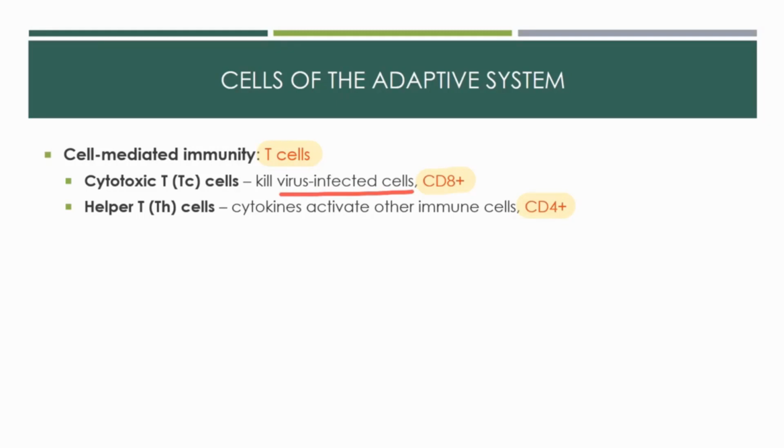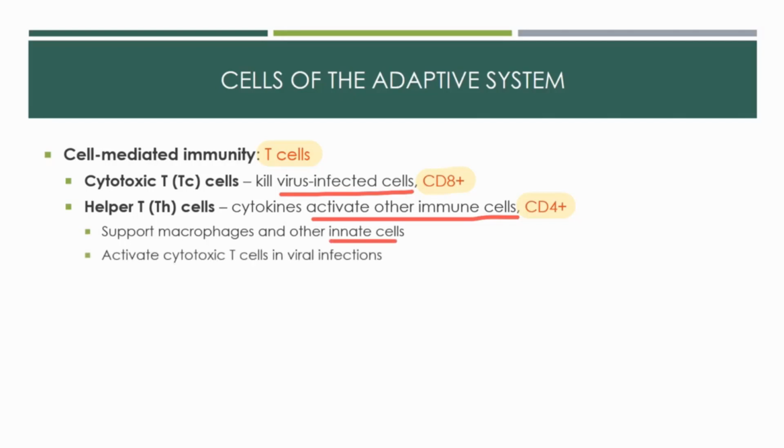It does this by secreting cytokines as signals to activate and induce changes in other immune cells. They can support cells of the innate system at the site of infection. They can activate cytotoxic T cells, leading to better cell-mediated immunity if there is a bad viral attack. But the way they really get things going is by activating B cells, especially when fighting resistant bacterial infections.